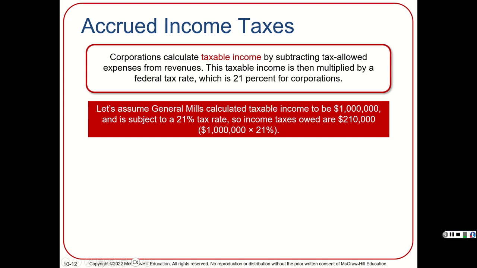So let's assume General Mills calculated taxable income to be $1 million. And so with the rate being 21%, you're taking that million times 21% to come up with the $210,000. This is another accrual because you're not paying it in the period that these expenses were incurred. You're paying it at the end of the year.